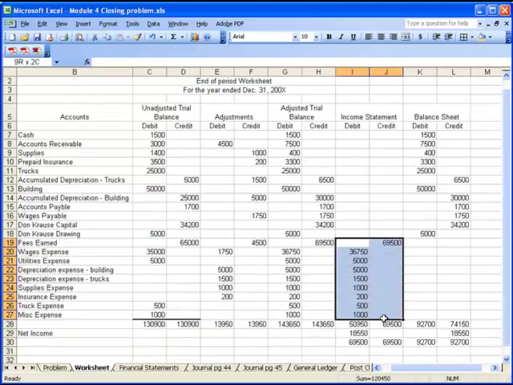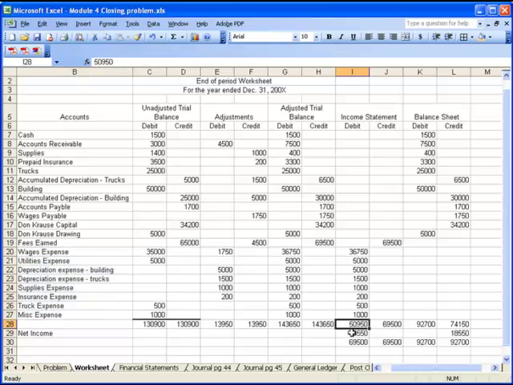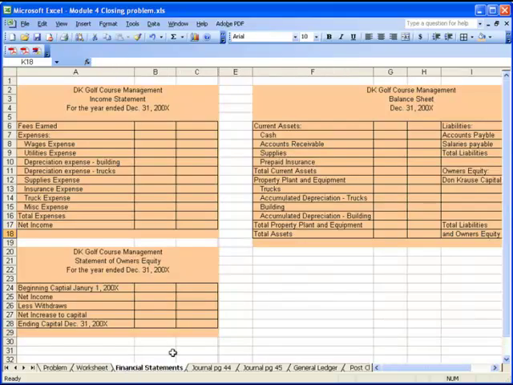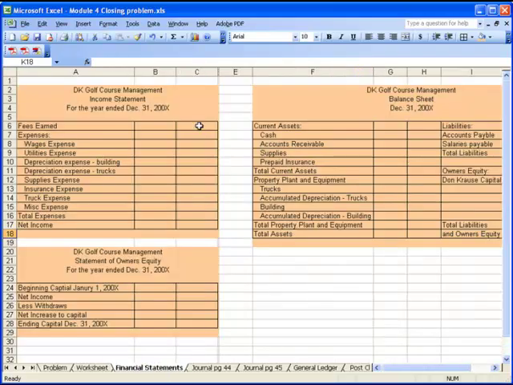In the income statement column, the highlighted area there is all the information I need. Here's my revenue. Here's each of my expenses with the associated expense account listed over here. Here's my total expenses. Here's my net income. I don't even have to do math to create my financial statements. It's all here. So from the worksheet, I see my fees earned is $69,500. So I'm going to type in here $69,500.